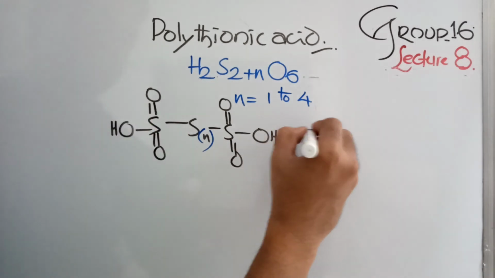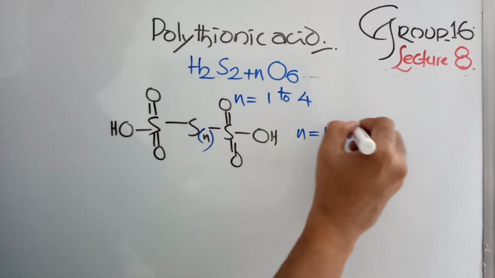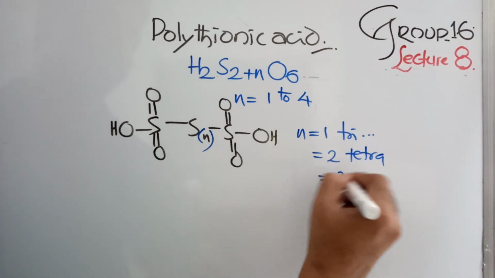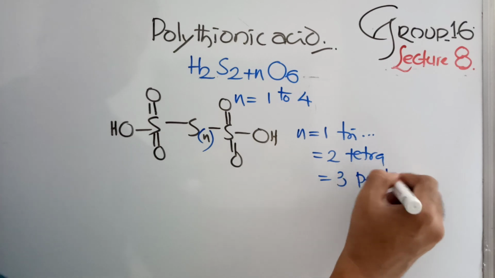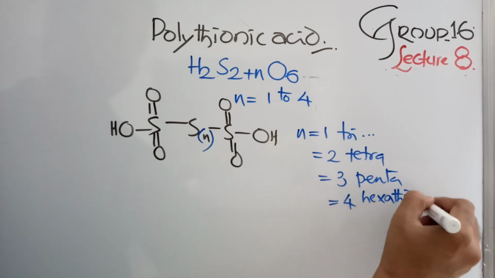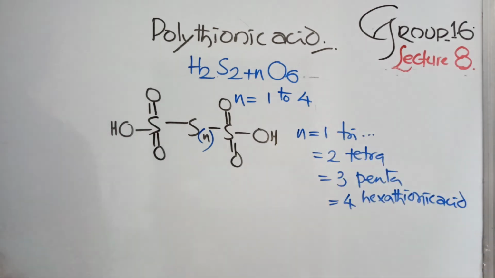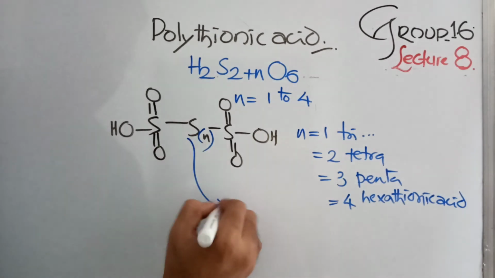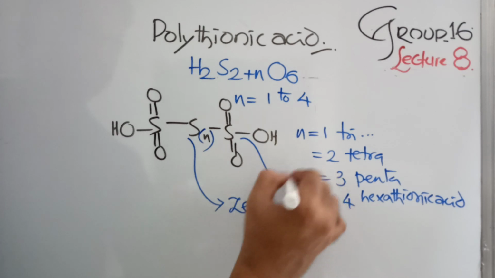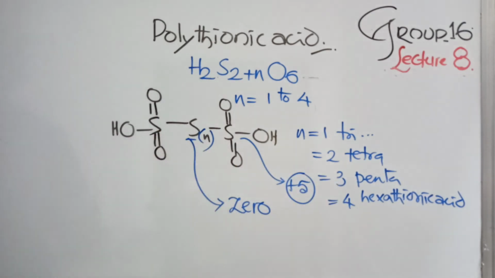If n is equal to 1, that you can say trithionic acid. If n is 2, tetrathionic acid. 3, pentathionic acid, 4, hexathionic acid. Whatever the sulfurs present at the ends, their oxidation state is +5, and for the sulfurs in the middle, the oxidation state is 0. Remember, the sulfurs which are in the middle, which are joining like bridges, their oxidation state will be 0. One very important point, this is to be noted.